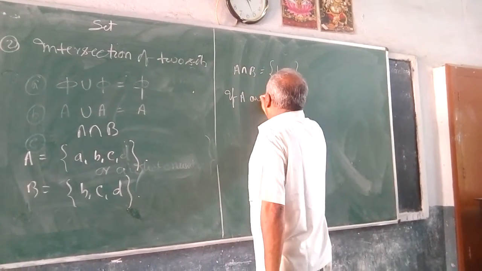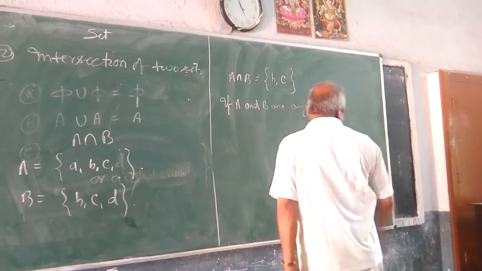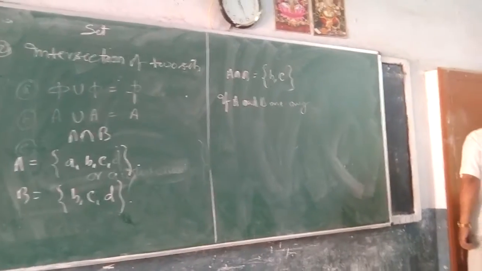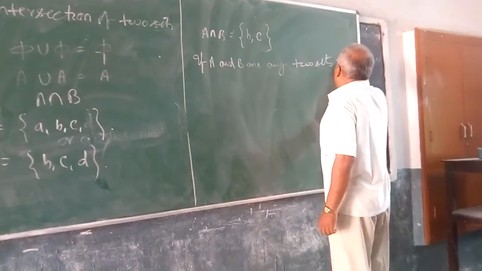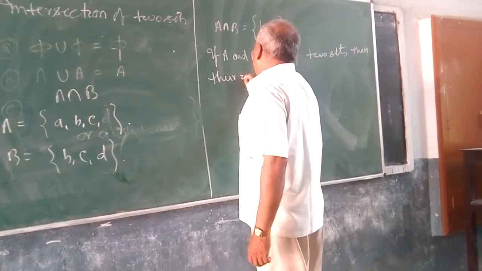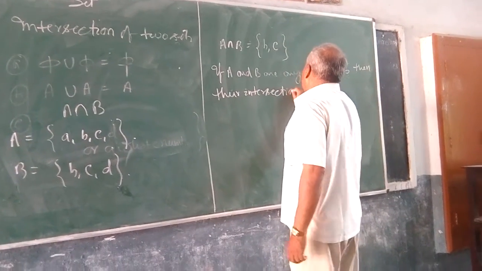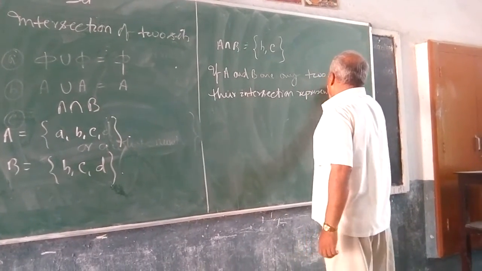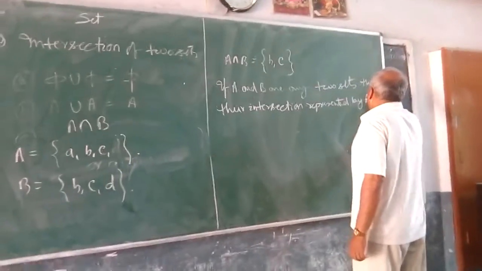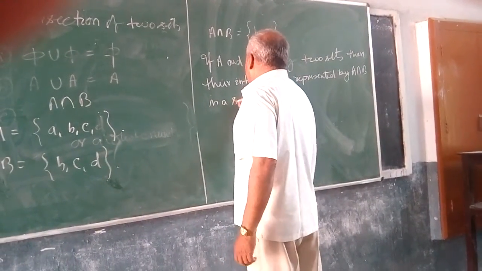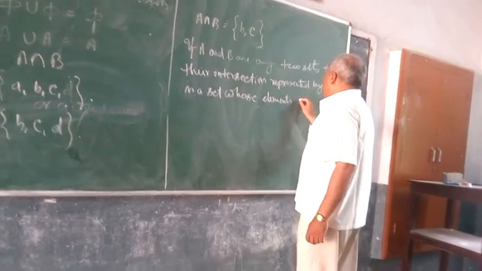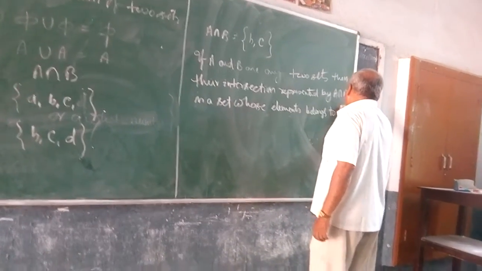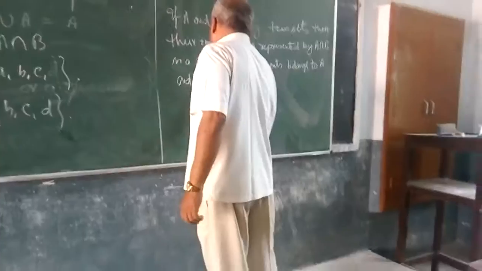If A and B are any two sets, then their intersection, represented by A intersection B, is a set whose elements belong to A and B both. Here the word and is very much significant.